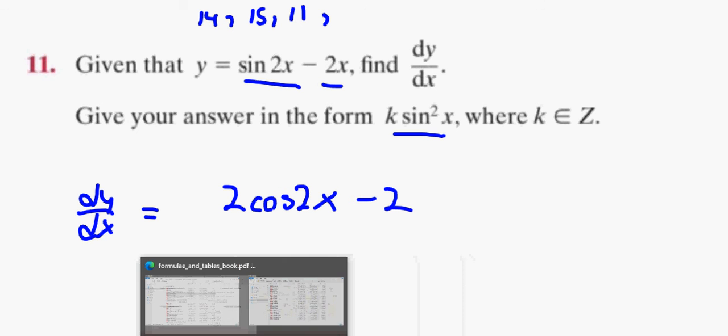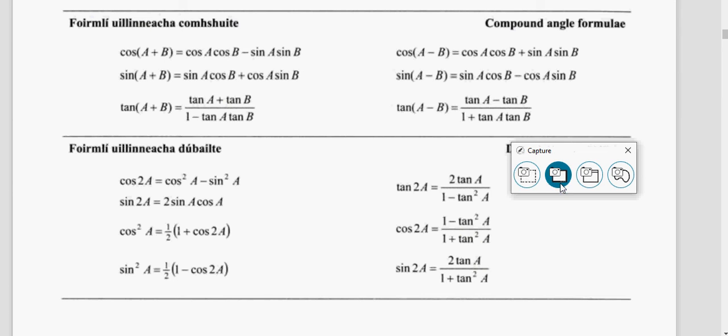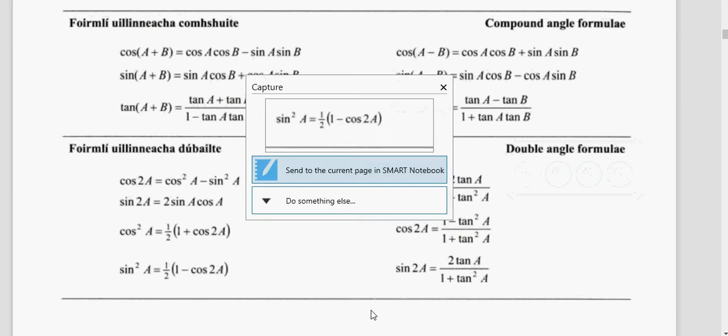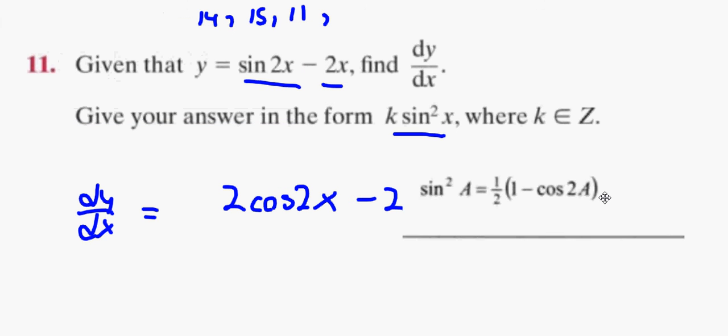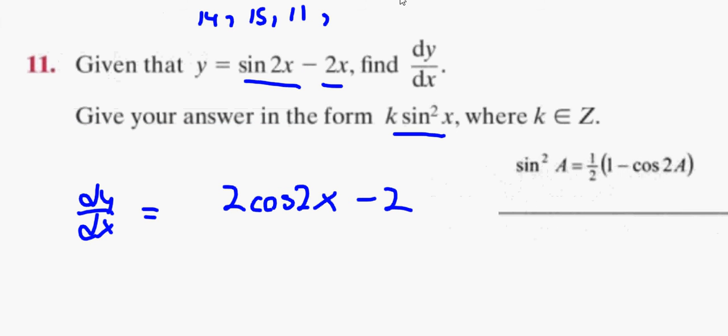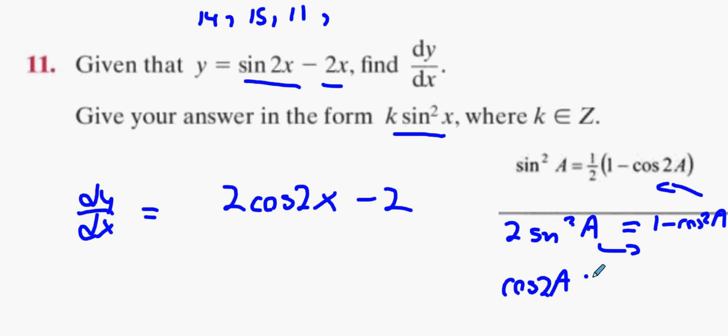Go back to my page and get this one actually. Okay. And here it is. Now, here's what I'm going to do. I'm going to rearrange it. So I'm going to multiply both sides by 2 to get 2 sine squared a equals 1 minus cos 2a. I'm going to move the cos 2a to the left and the 2 sine squared a to the right. And what I'll get is cos 2a equals 1 minus 2 sine squared a. Is that okay with you guys?